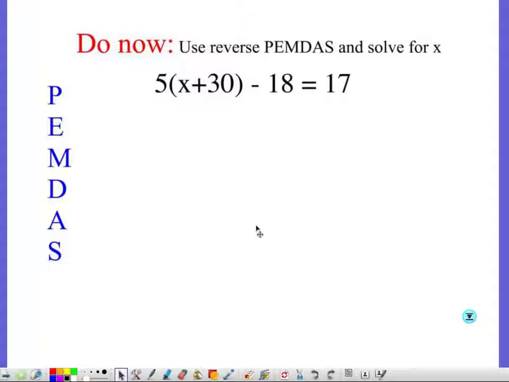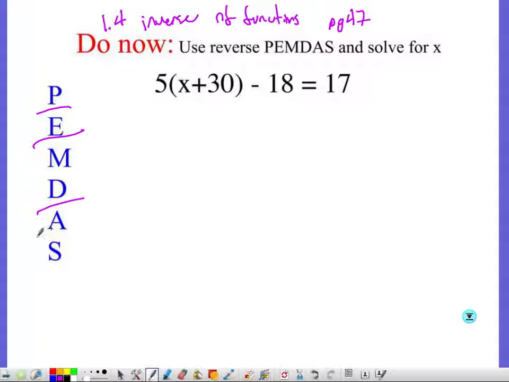Hello, this video is on lesson 1.4 and it's going to be talking about inverse of functions. Okay, so this starts on page 47. Now what I had you do now is basically just go over the process of reverse PEMDAS.